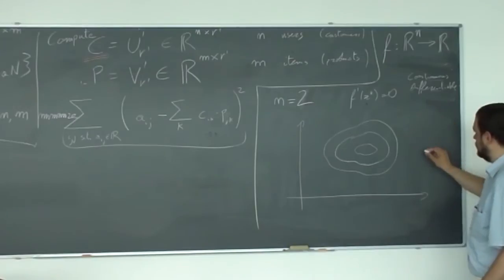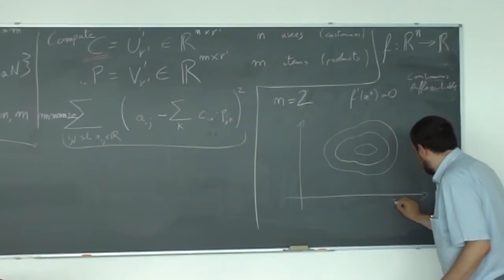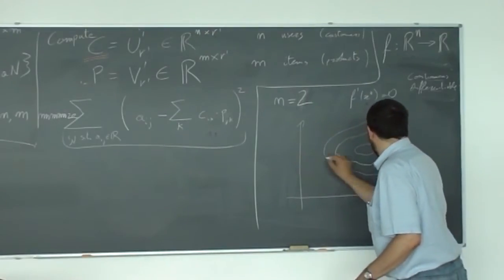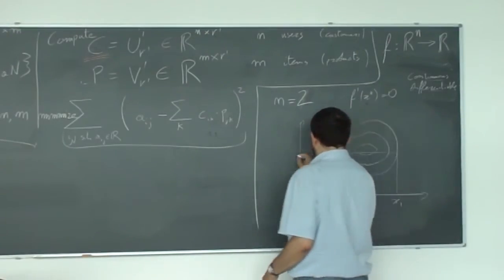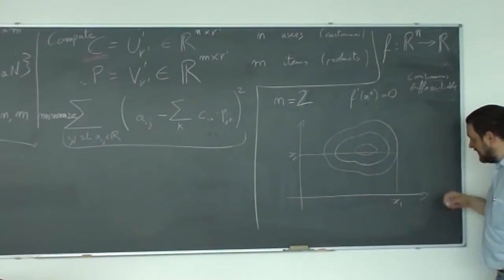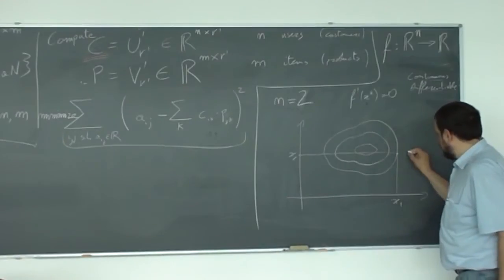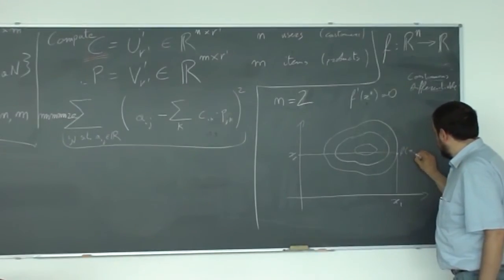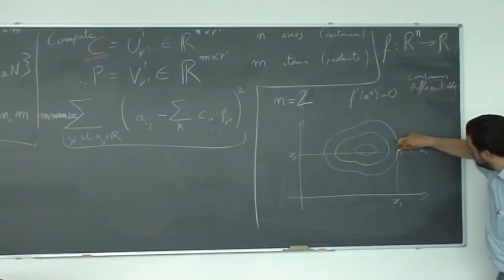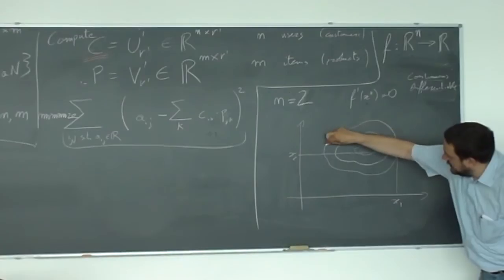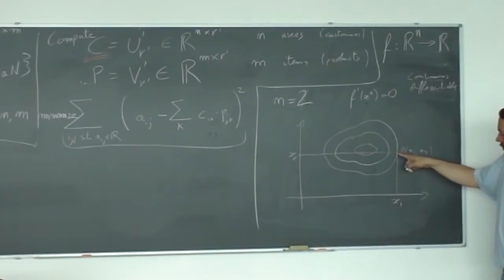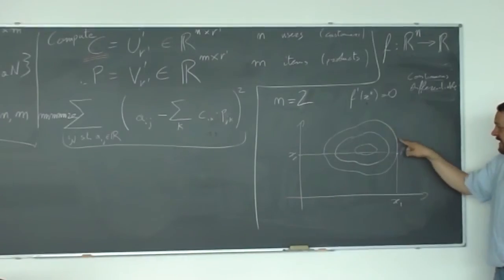So if this is x1 and this is x2, the function at this point will have the value f of x1 and x2. It's a function of two variables. Then you can draw the locus of all points x1, x2 where f has the same value.